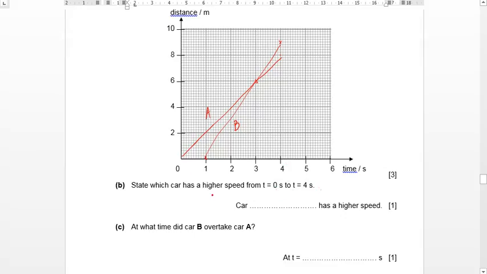Higher speed. This is your distance time graph. Your gradient is your speed. The one that has a higher speed has to have a higher gradient. So which has a higher gradient, A or B? B.